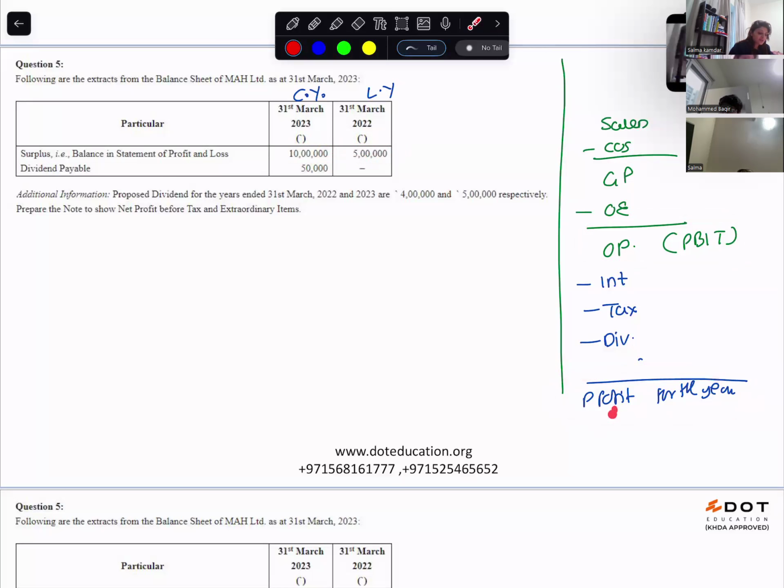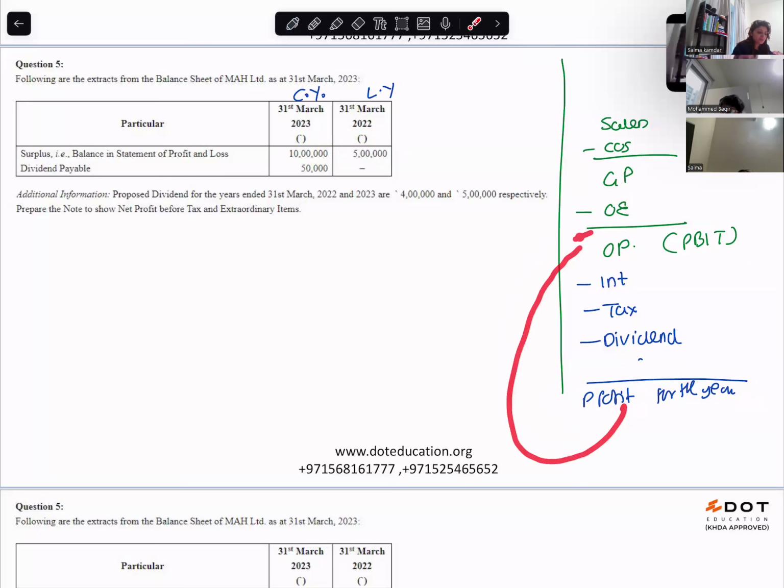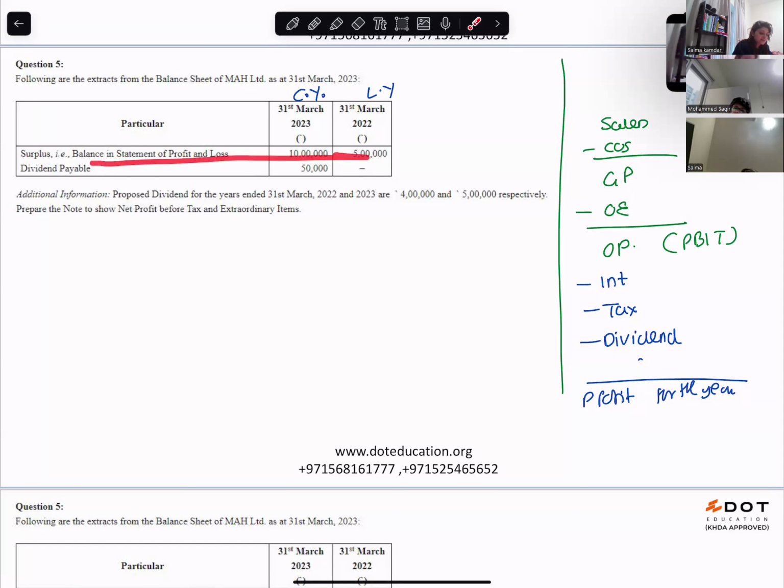From profit for the year, if I want to go to operating profit, what will I do? Over here, I will add dividend, I will add tax, I will add interest. Are you with me? Yes, ma'am. So this profit that is given over here is which profit? Profit for the year. So I want to come to profit before interest and tax.